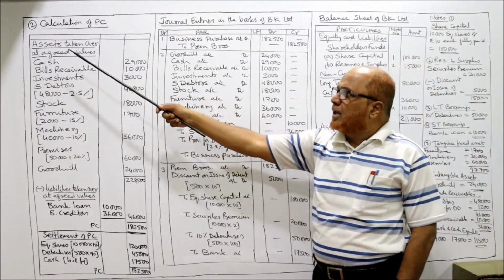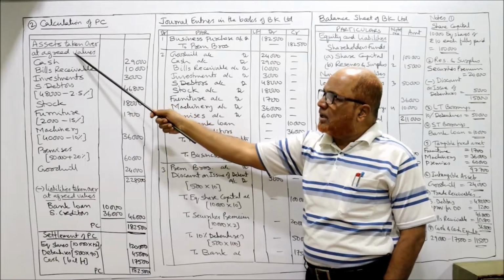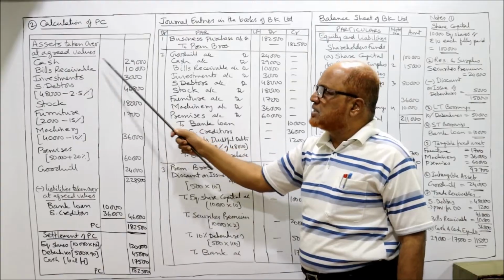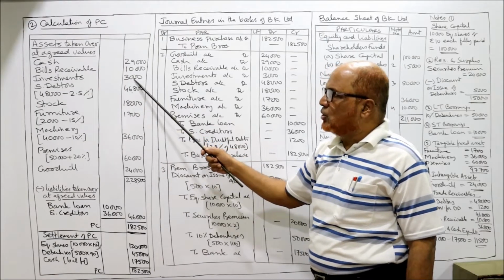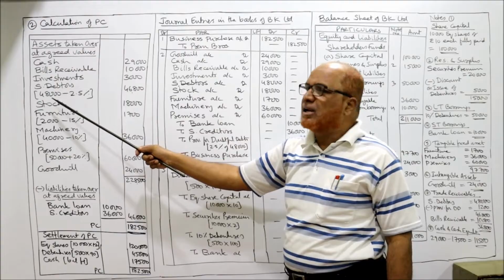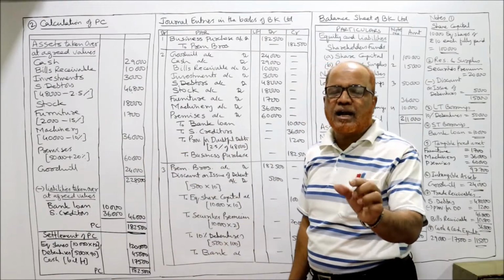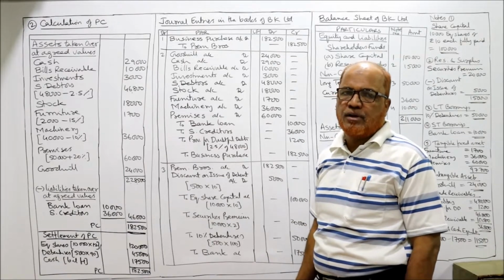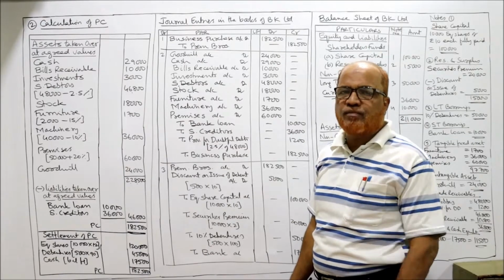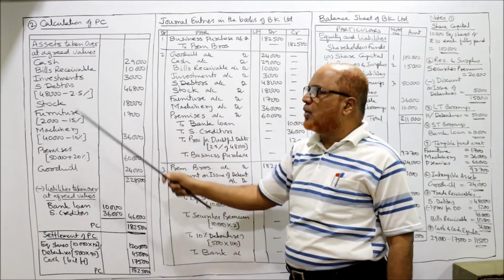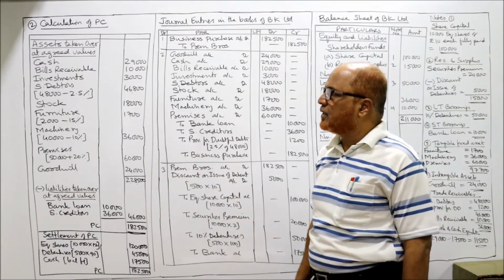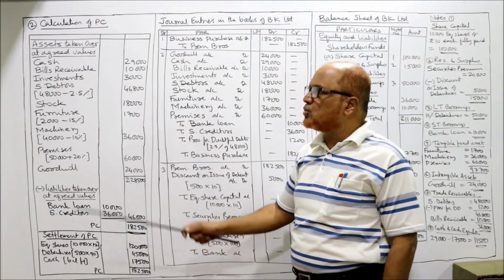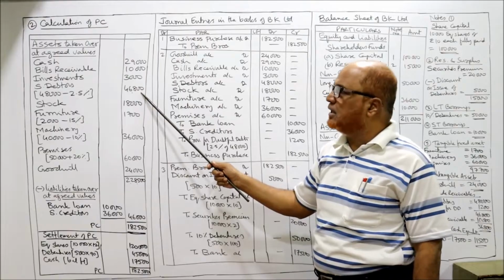The calculation of PC: agreed assets taken over at agreed values. Cash, the same value as in the balance sheet. Bills receivable, no change. Investments, no change. Debtors: actually the balance sheet debtors are 48,000. In the adjustment it says to create provision for doubtful debts at 2.5%. So 2.5% of 48,000 comes to 1,200. Minus 1,200, you will get 46,800 debtors.